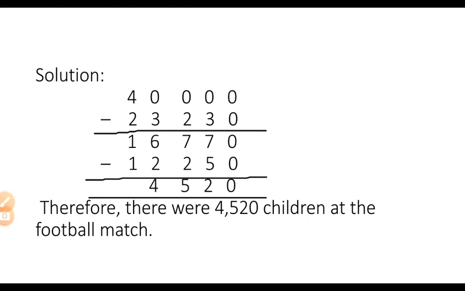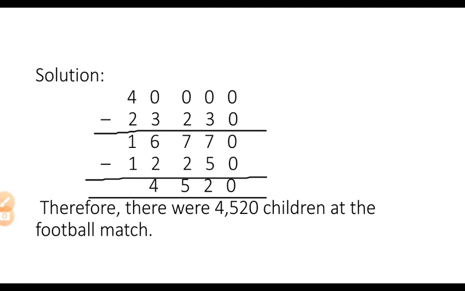Now look at the setup here. The 40,000, which is the total, is written first. The number of men, 23,230, is written underneath it, so we can remove or subtract it. Now when you do this subtraction, just the way we have been taught to deal with zeros, you will get 16,770. That is what you get when you remove the number of men that were there.